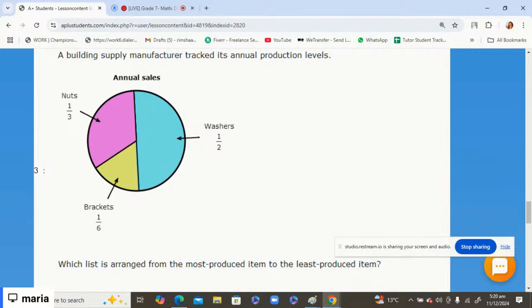Okay, a building supply manufacturer tracked its annual production level. So annual sales are given: nuts, brackets, and washers, 1 by 3, 1 by 6, and 1 by 2. Which list is arranged from the most produced item to the least produced item?